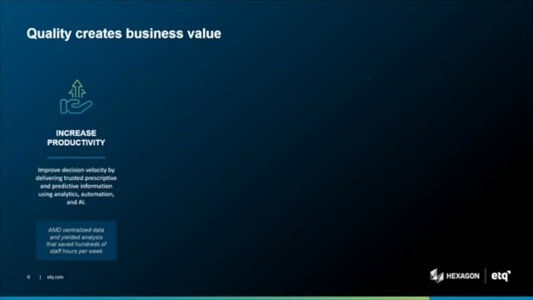The first element here is improving productivity, and this really is all about decision velocity, taking all the data that's thrown off by your quality management system and your manufacturing ecosystem to create actionable information, right? Prescriptive and predictive information that we can then analyze and parse through with advanced analytics, which we have built into the platform, automation, of course, and artificial intelligence as it continues to find its way into the manufacturing world.